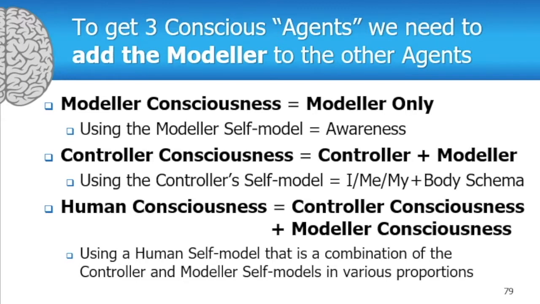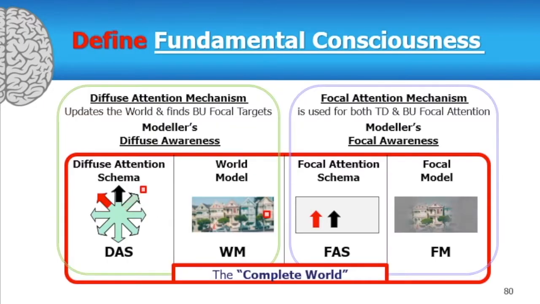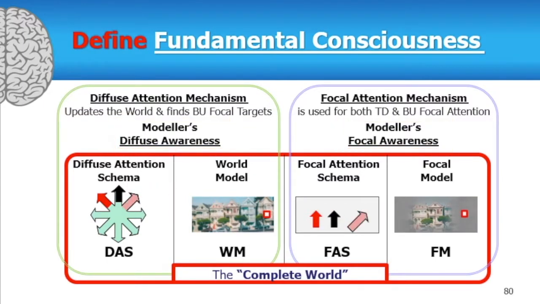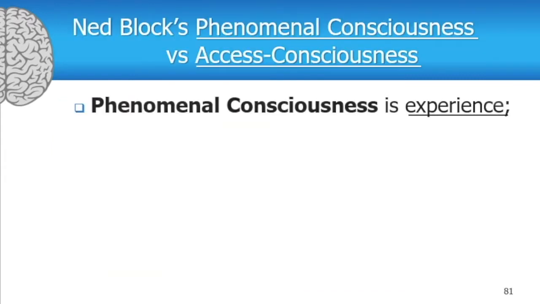Since the modeler is the ultimate source of conscious awareness for all these agents, let's define fundamental consciousness to be the modeler's consciousness. So fundamental consciousness includes the modeler's diffuse and focal awareness. Now let's look at the distinction between phenomenal consciousness versus access consciousness proposed by NYU philosophy professor Ned Block.